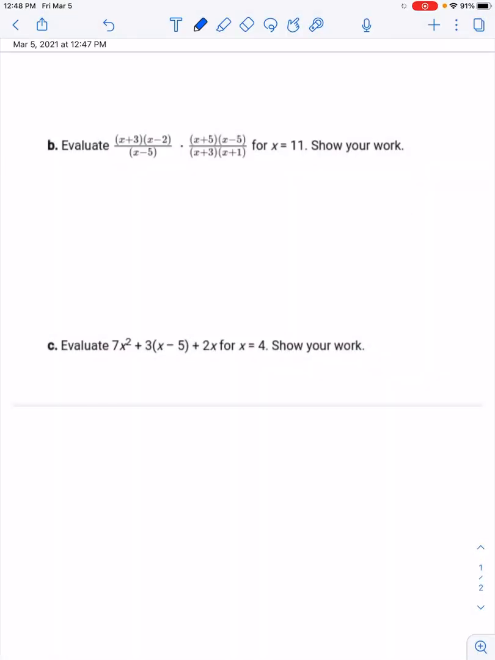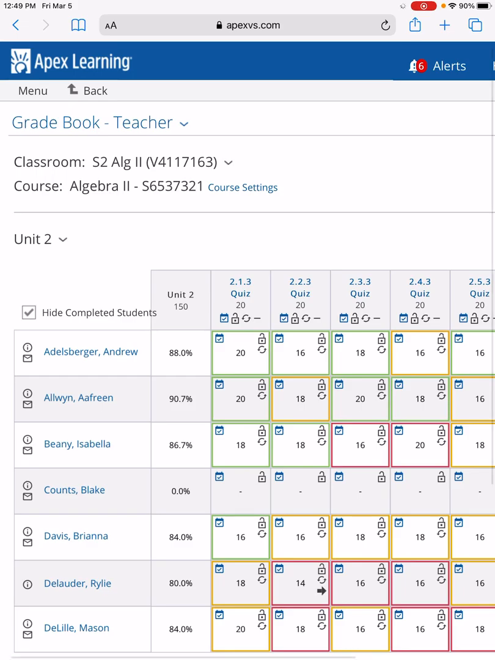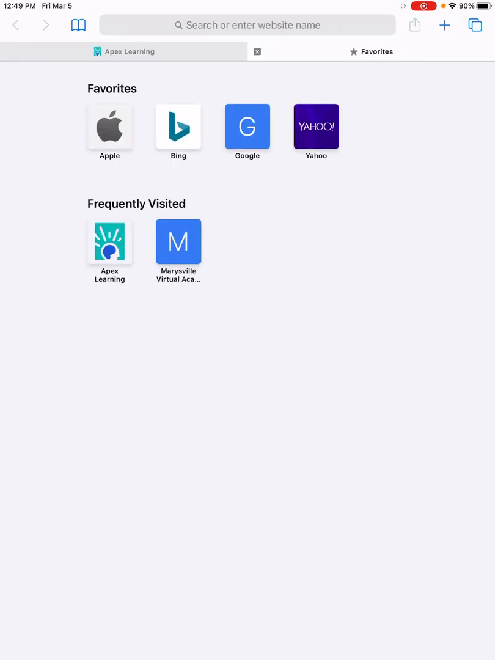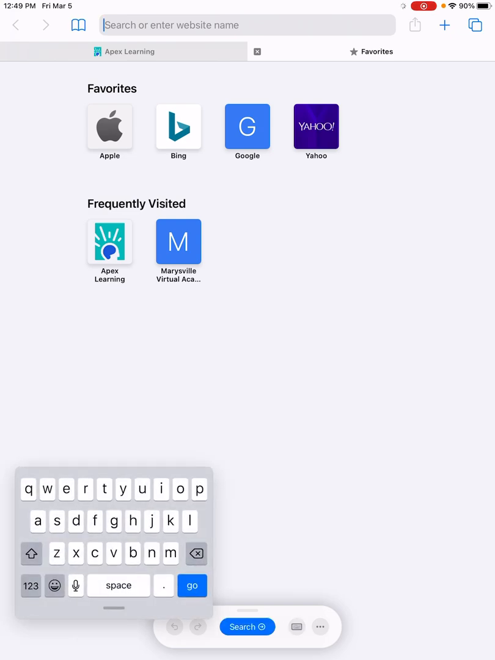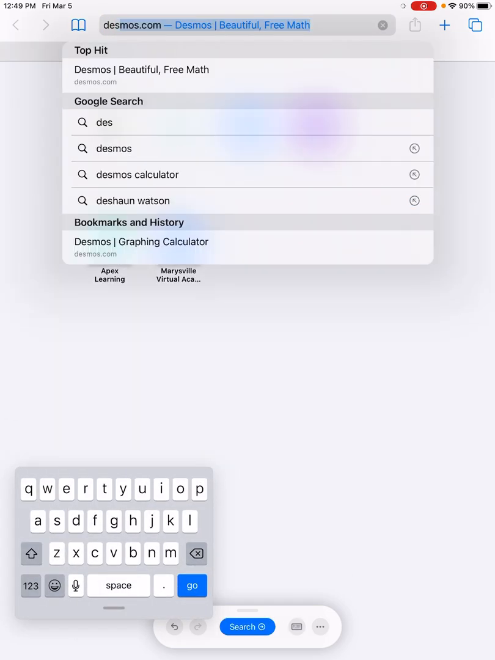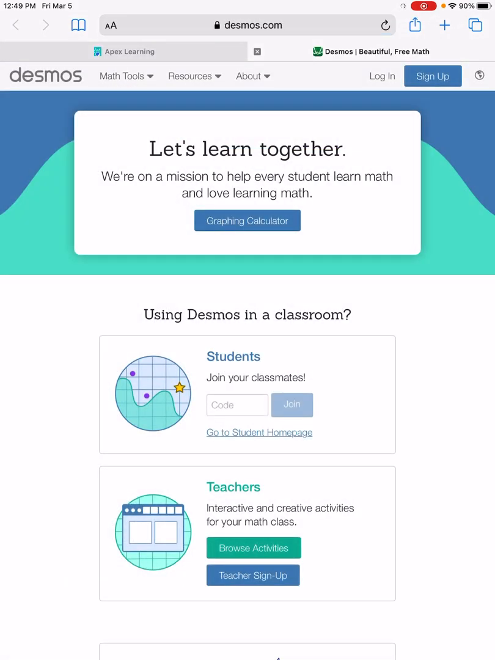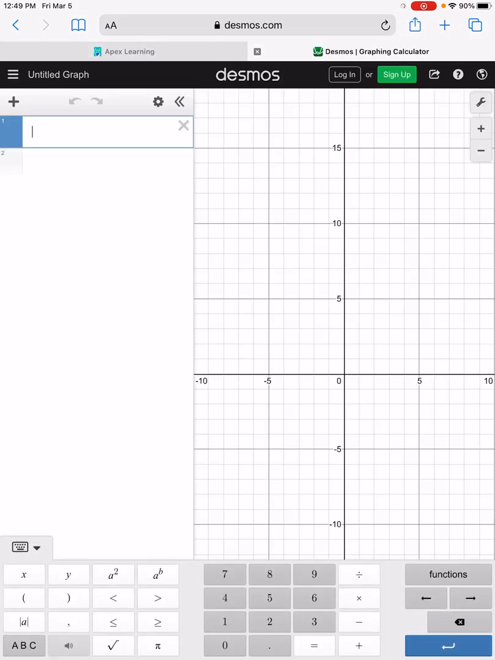Okay, so for these two problems, I'm actually going to use a website that has a calculator called Desmos. If you just go to whatever browser you use, we're going to go to desmos.com. That's DESMOS.com. And then if you hit the graphing calculator, it will bring up a graph, and the calculator is over here to the left. You can enter whatever you need to at the bottom.